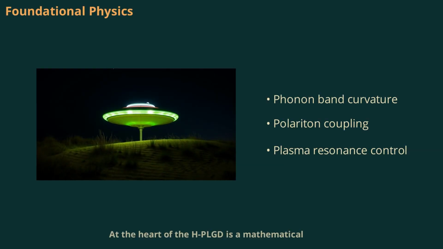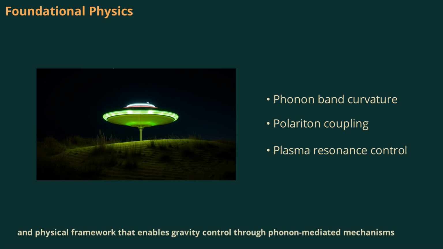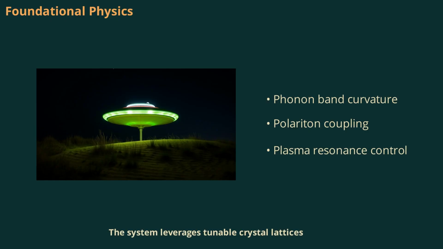The heart of the H-PLGD is a mathematical and physical framework that enables gravity control through phonon-mediated mechanisms. The system leverages tunable crystal lattices, where the curvature of phonon bands, polariton coupling, and plasma resonance are precisely controlled. This allows the craft to generate spatial gradients in inertia, effectively shaping how gravity acts on it. By manipulating these gradients, the vehicle achieves lift and thrust in ways conventional aerospace vehicles cannot.